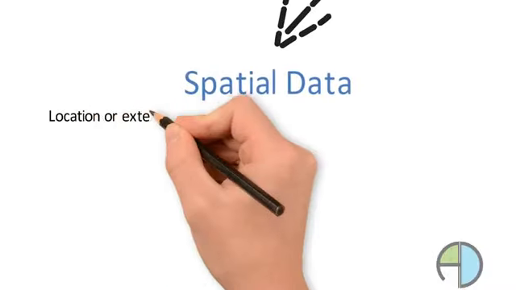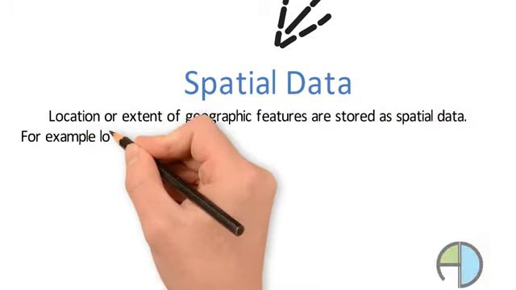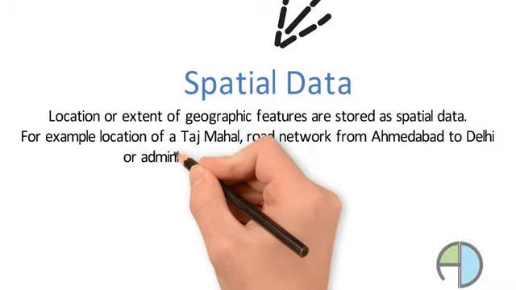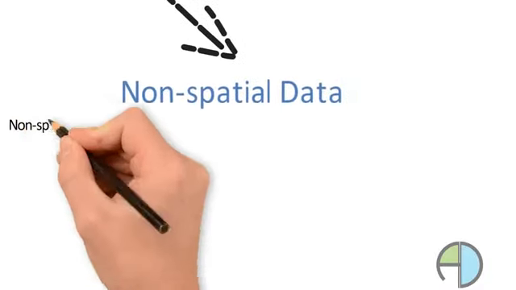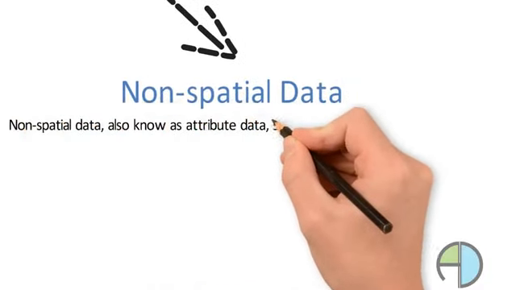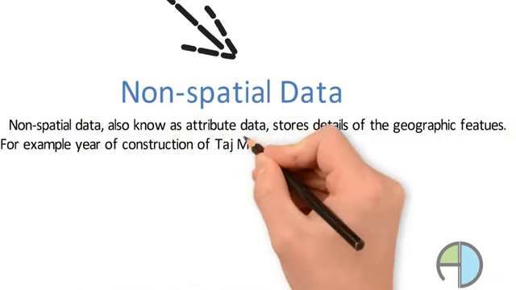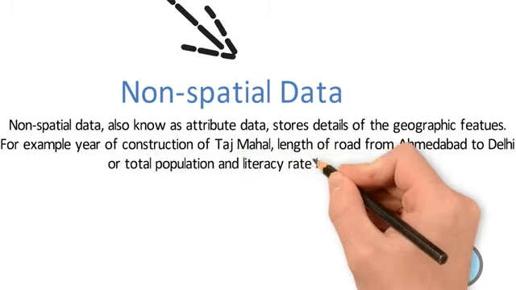Location or extent of geographic features are stored as spatial data. For example, location of Taj Mahal or a road network from Ahmedabad to Delhi or administrative boundary of any state. In non-spatial data, information is stored mostly in a tabular format. It is also called attribute data. For example, year of construction of Taj Mahal, length of the road or population of a state.